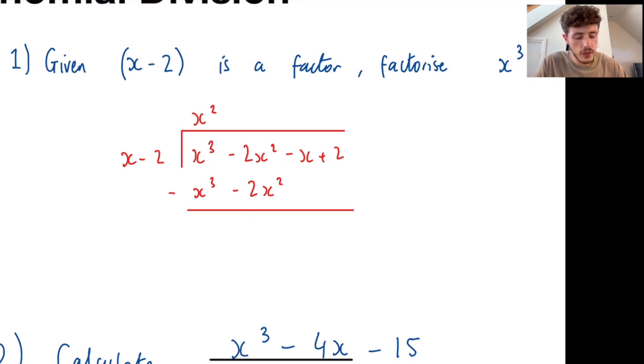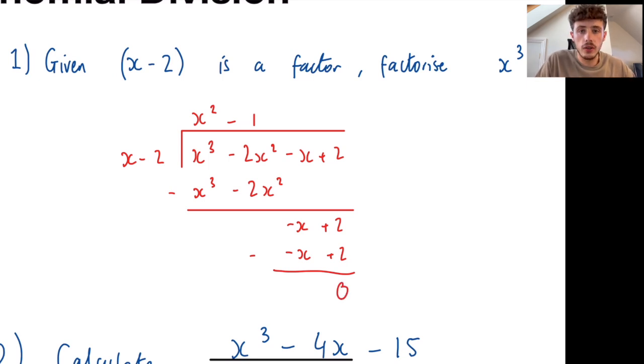So, because both of these are 0, we bring down the final two terms, minus x and plus 2, and we repeat the process again. So we divide minus x by x, and that is going to give us a minus 1, and then we multiply the minus 1 by the x and by the minus 2. And that is actually going to give us exactly minus x and plus 2. Take both of those away and both of those are 0.